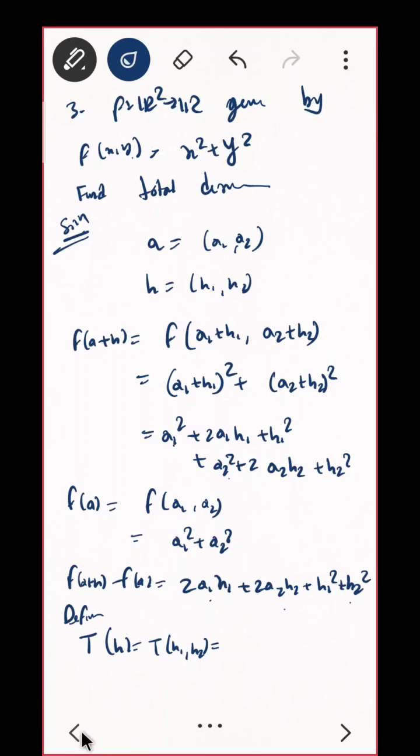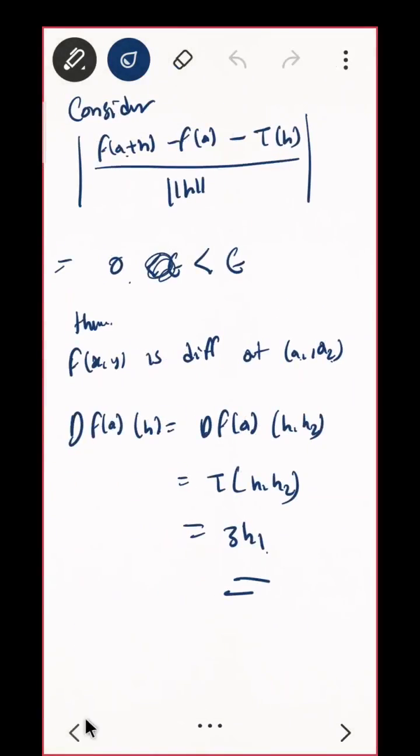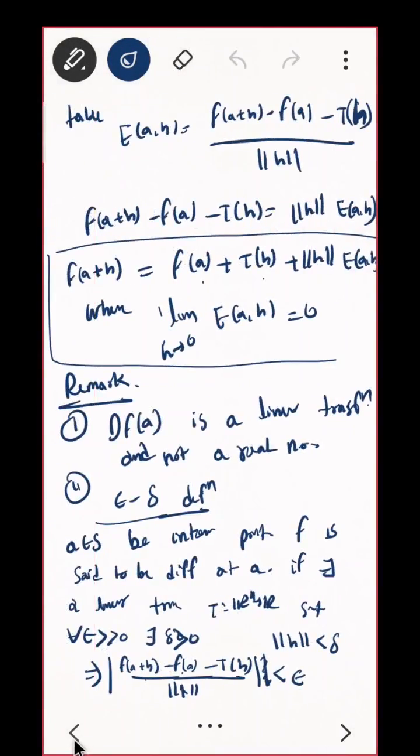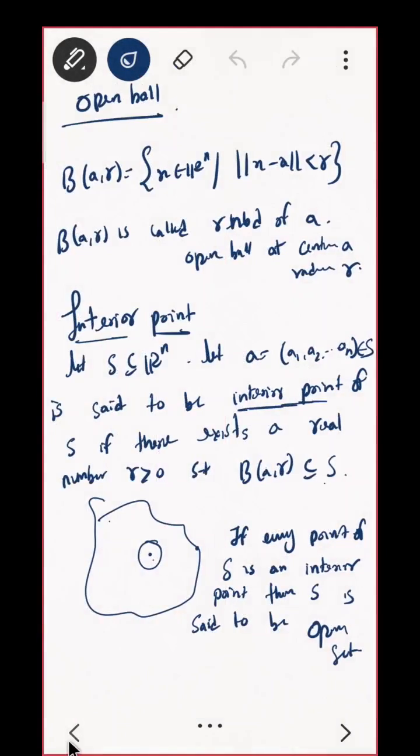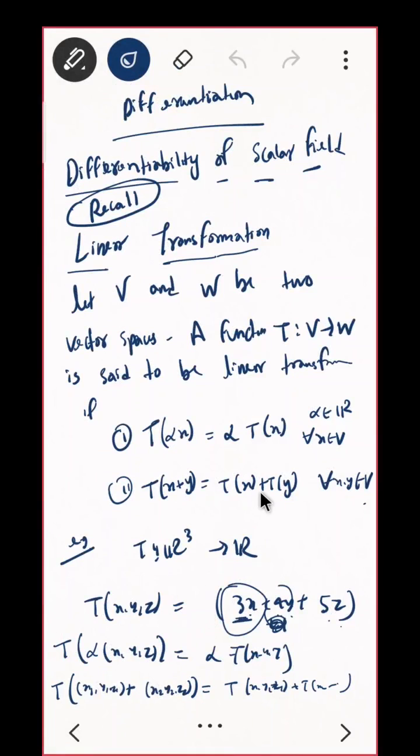Or I'll just write it in a general way. For our case, the linear transformation looks like this: t of x comma y will be ax plus by. This is how a linear transformation looks. If I say x y z, it will be ax plus by plus cz. Remember this in our case: there should not be a linear term or a square term, and with x and y it is ax and by. There should not be an xy term also.